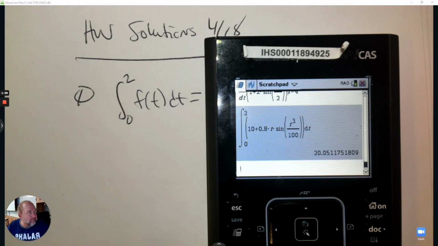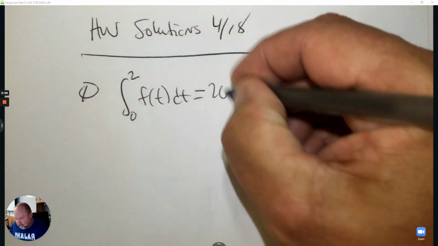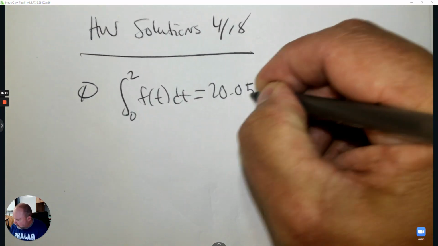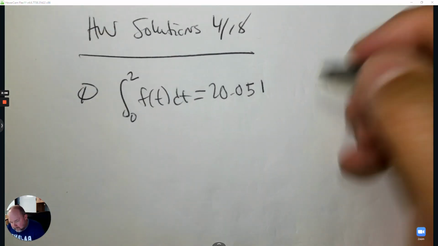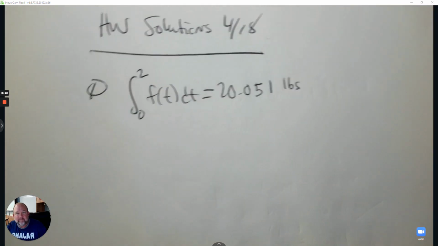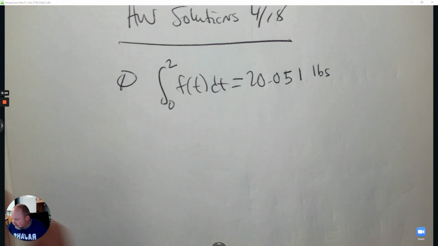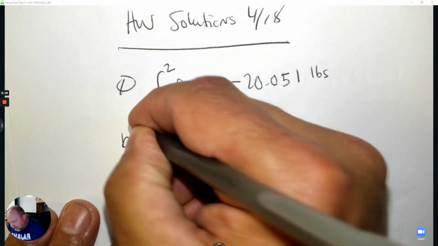And I get 20.051. And that's pounds of bananas. That's how many bananas were removed. Part B. That was A.